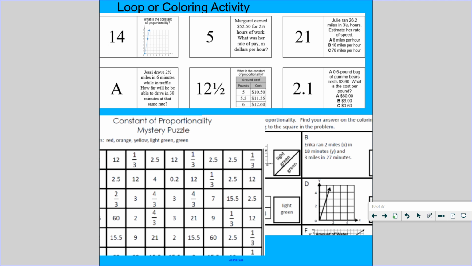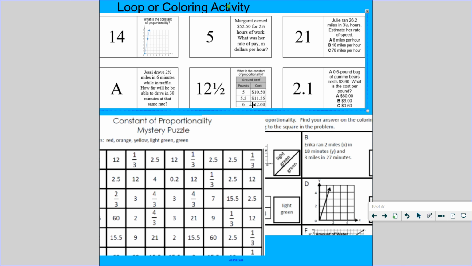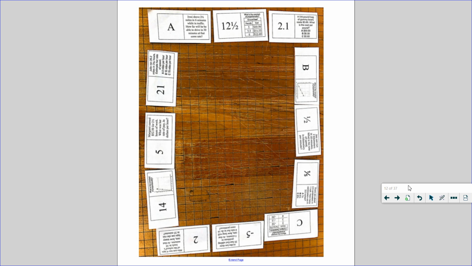So the last activity, what you're going to be doing is getting this loop activity. Something like this one. You are going to cut them out. You're going to answer each question, and you're going to match them so it makes one big loop. So I'm going to leave this right here. If you'd like to pause the video, it should also be listed on our Canvas. And then here is the answer key if you're curious as to what it is.